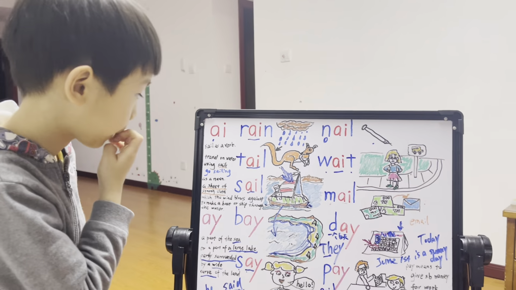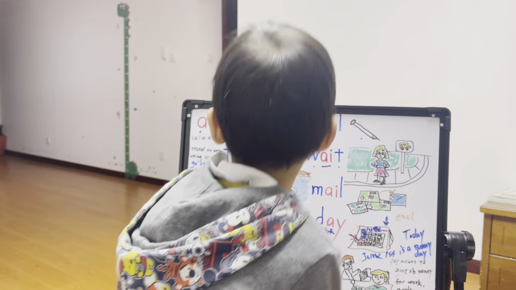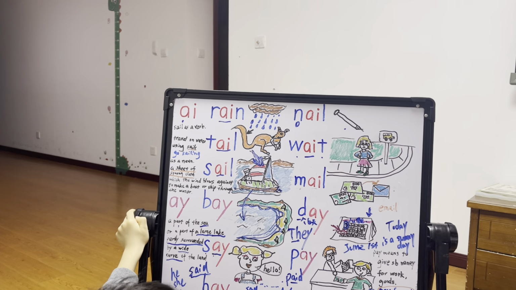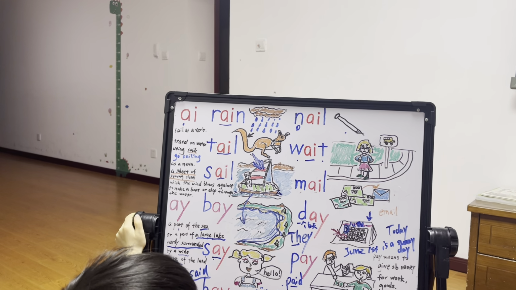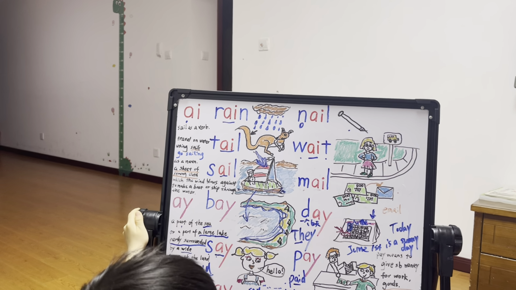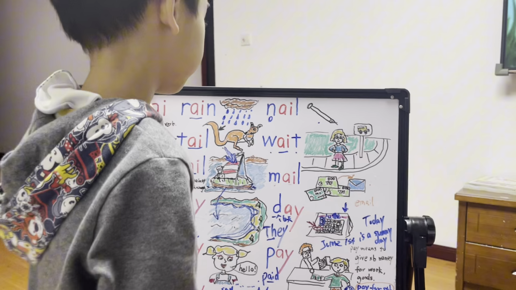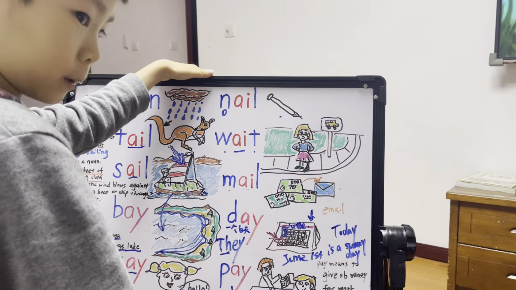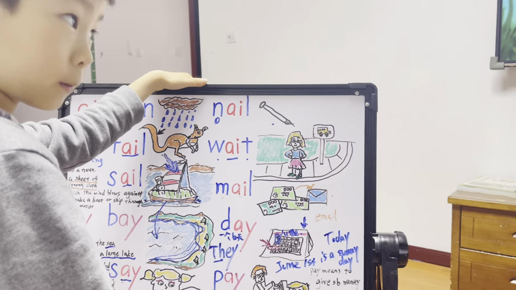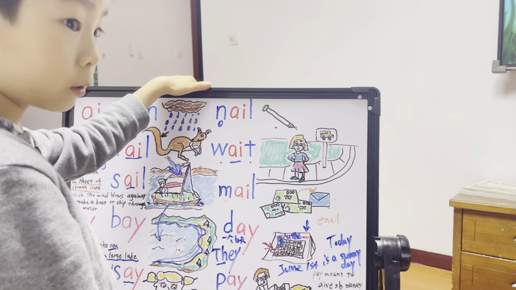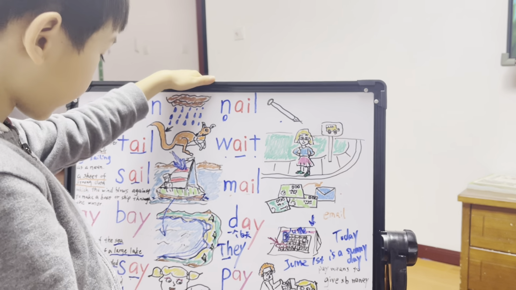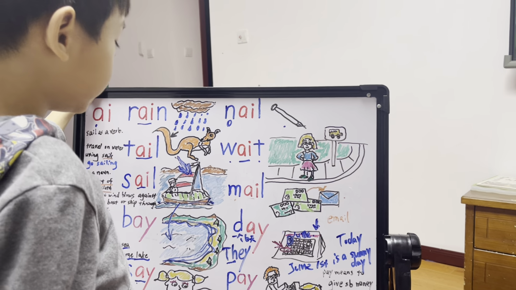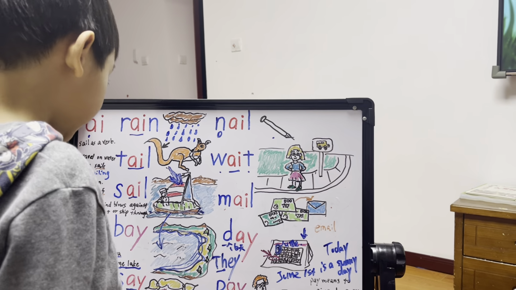Next one, sail. S-A-I-L. As a noun, sail means a sheet of strong cloth. I see a boat under the sail. You see a boat under the sail. Okay, as a verb, sail means travel on water using sails. Do you like sailing? No. Look, this man sails on the sea. Yes, so the man sails on the sea.